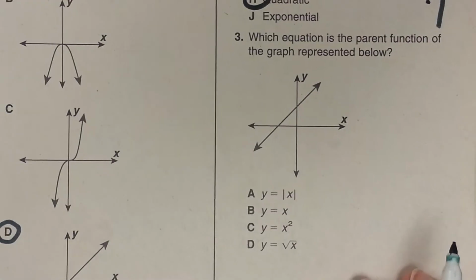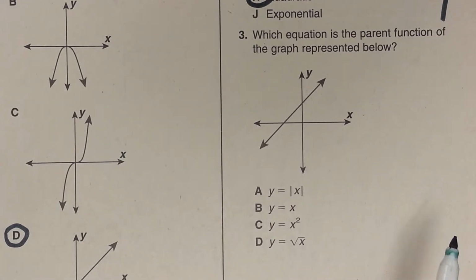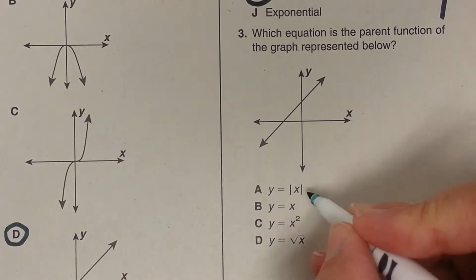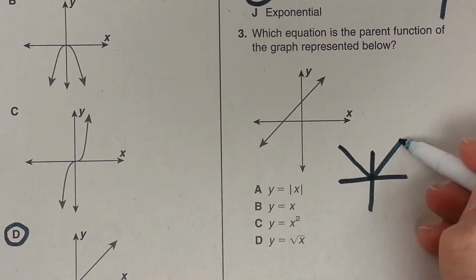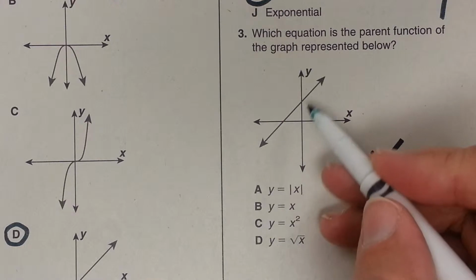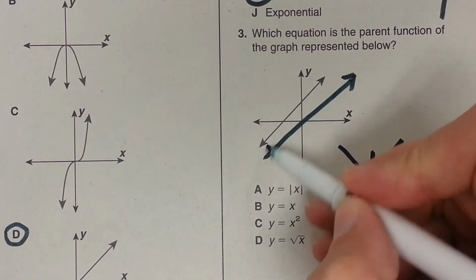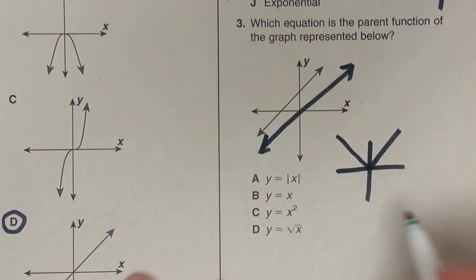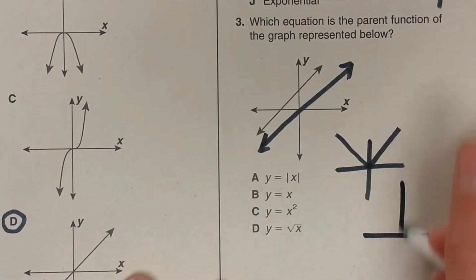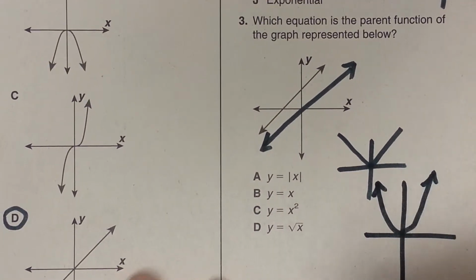Number 3. Which equation is the parent function of the graph represented below? Once again, this is absolute value. This is the one that's going to look like the V shape. Y equals x, I'm guessing that's what this one is going to be because the parent function would look like this. This one's just shifted up or over. Y equals x squared is the one that is the quadratic or the U shape.